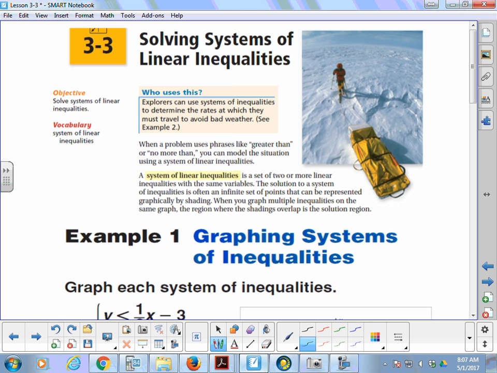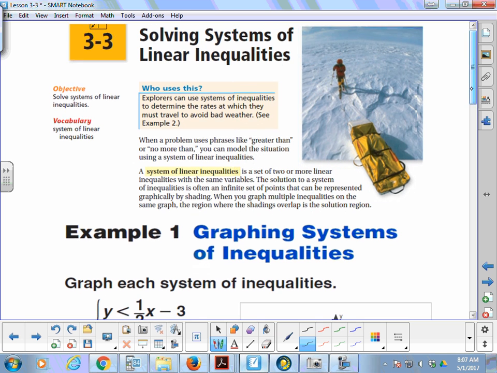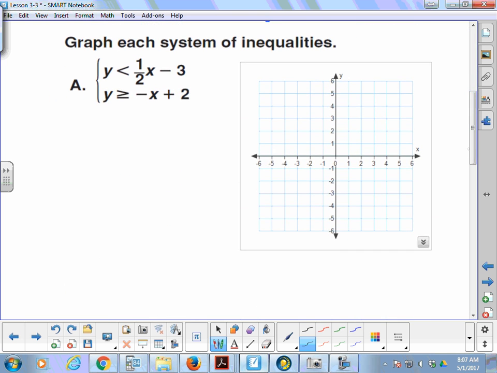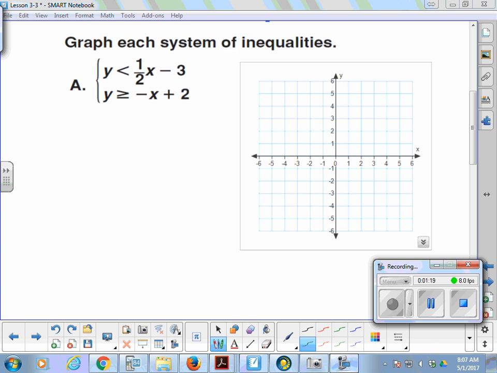All right. So a system of linear inequalities is a set of 2 or more linear inequalities with the same variables. So the solution is an infinite set of points. All right. So when we graph these, and we're going to shade them, and actually I'm going to pause this just for a second.